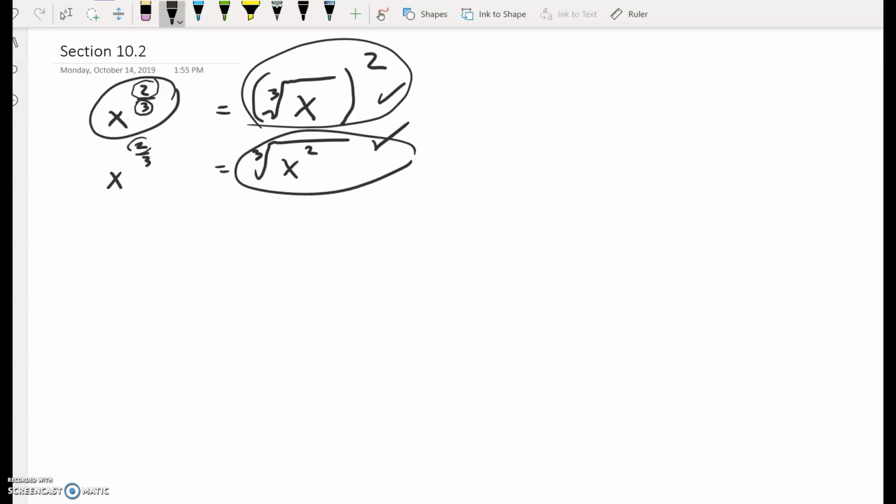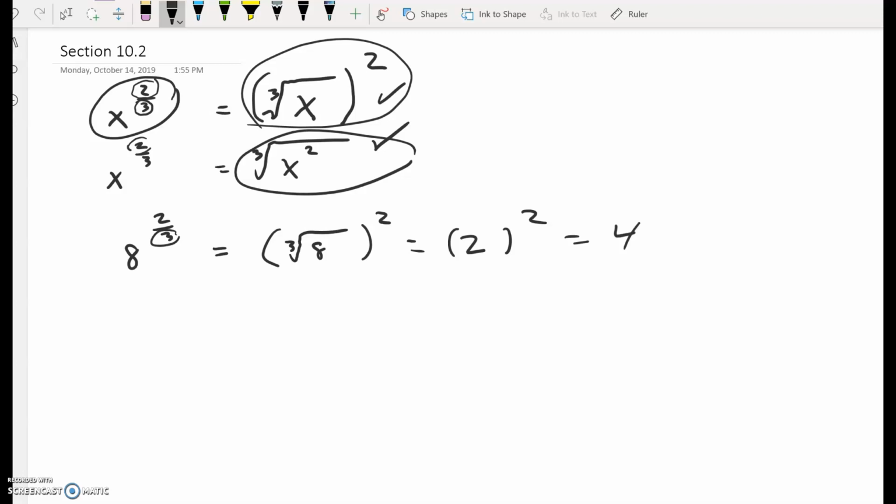Now what happens if instead of x you have 8 to the 2/3 power? Well, you can still take the cube root of 8 first. Always use this for your index for your root, and then square it, in which case this would be 2 squared, because the cube root of 8 is 2. 2 times 2, 2 squared is 4.